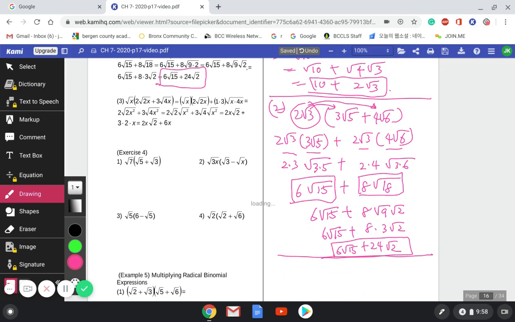Now you have one more example on number 3. After that, look at the examples and then do exercise 4 and check your answer with the answer key at the end of this section.